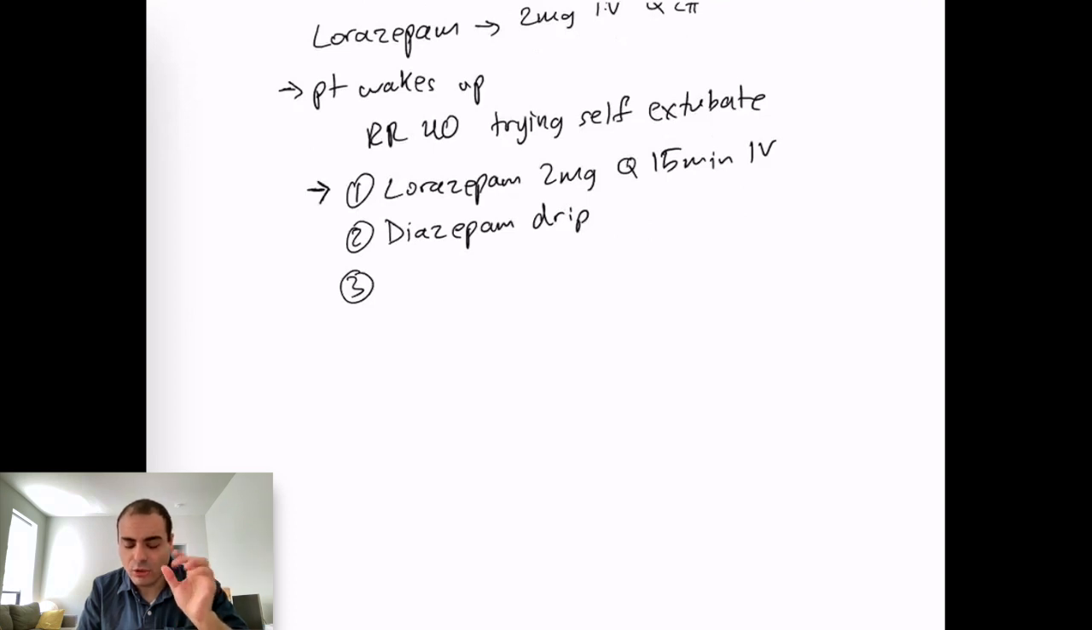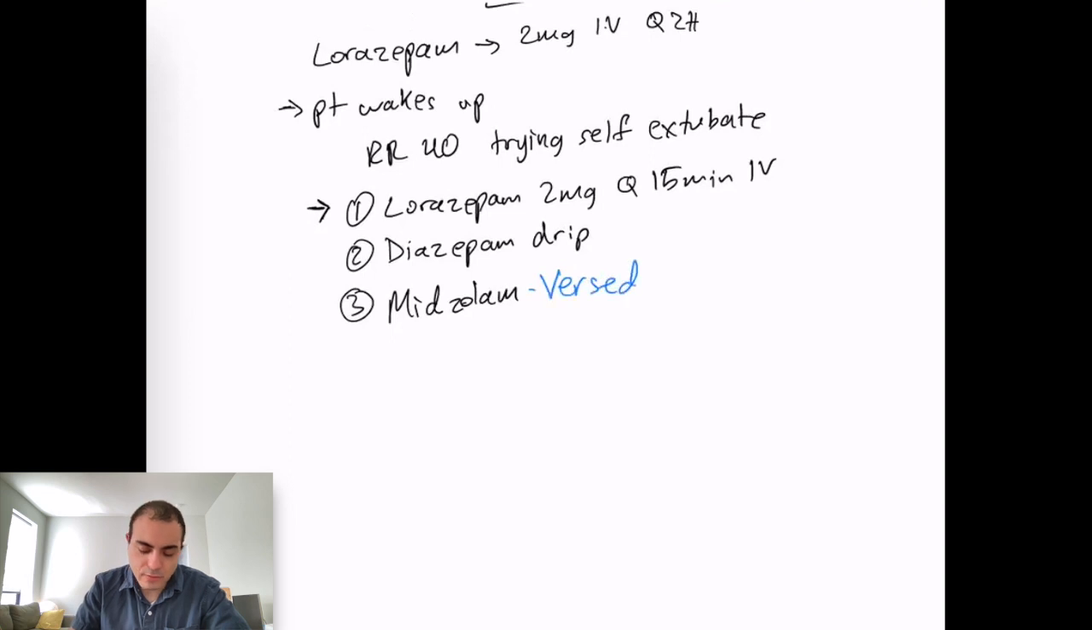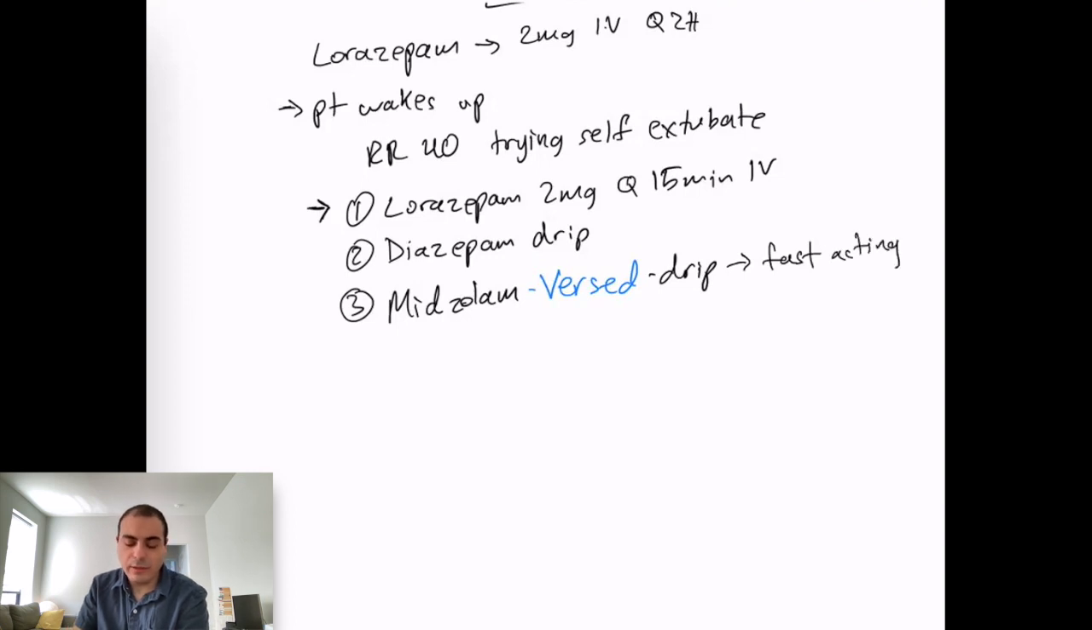So diazepam is a long-acting drip. There's a short-acting benzo that we didn't discuss before called midazolam. And midazolam, you need to know the trade name. It's called Versed. Okay? Drip. You can put them on a Versed drip. Okay? And this is very fast-acting, and it will work well, okay?